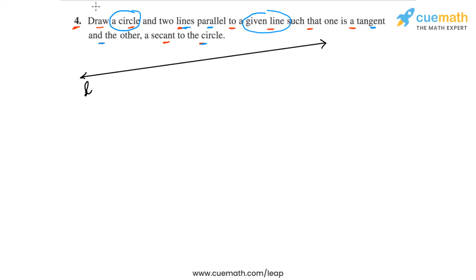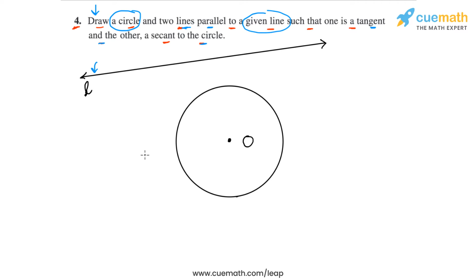By drawing, I assume that the question means we have to construct. So we have to construct a circle and two lines. A circle is easy to construct. We just take any point O as our center and draw a circle. So here's a circle that I've drawn. Now for this circle, we have to draw two lines, one a tangent and one a secant, such that both of them are parallel to this line L.